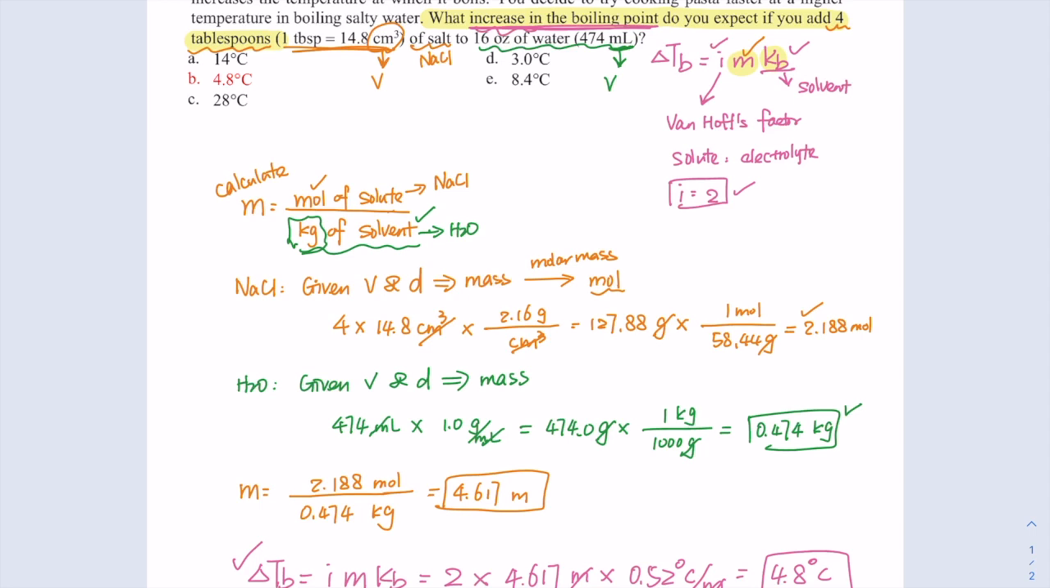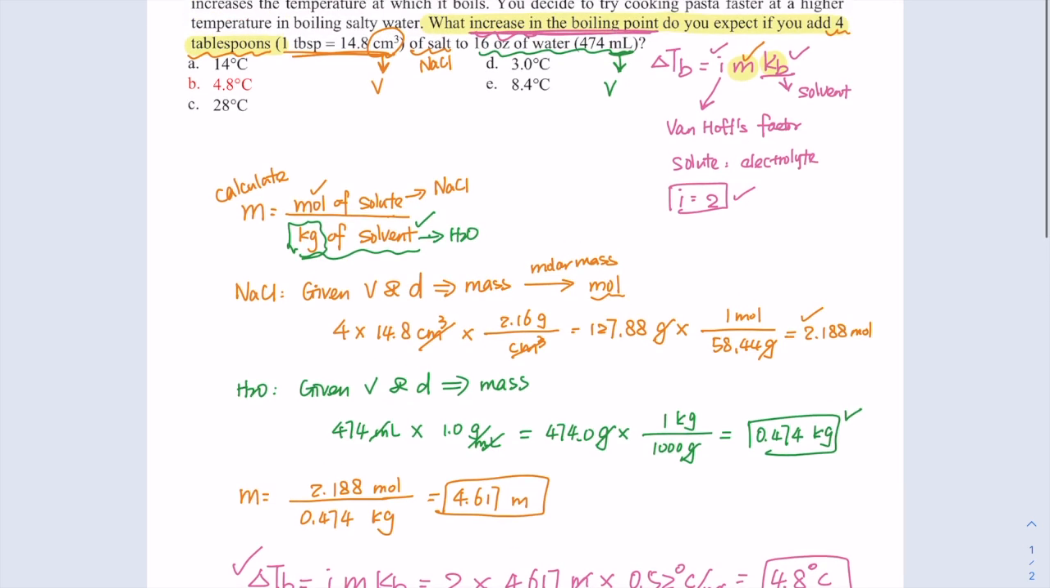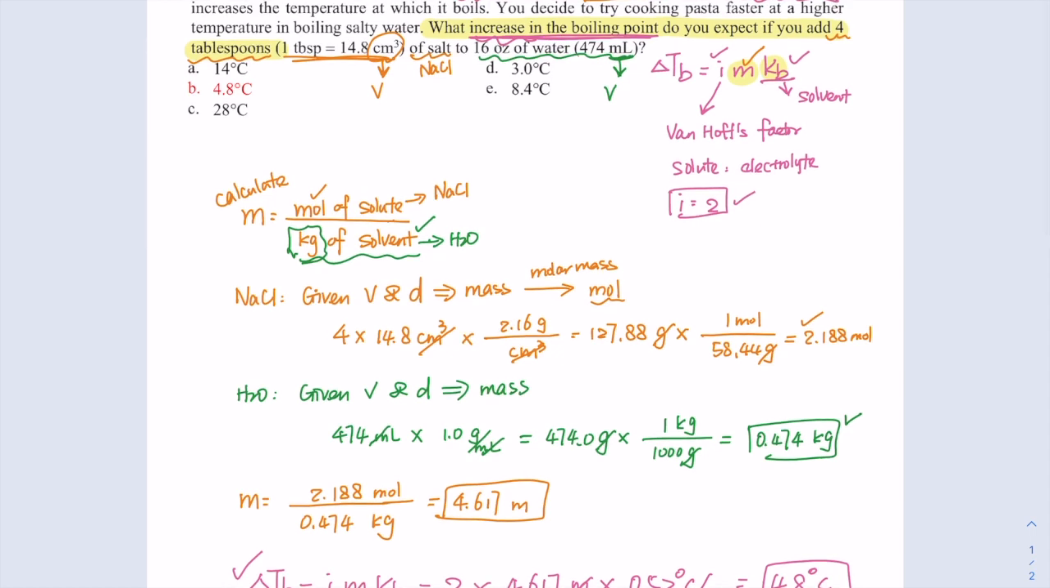We're done. But if a question asks what's the boiling point of this solution, we use the change plus the boiling point of the solvent by itself. In this case, the solvent is water, so it's 100 plus 4.8. I'm just going to leave it as we discussed, because this particular question is asking what's the change, what's the increase. So we are simply calculating delta TB. That's the end of this video, and hopefully this is helpful.